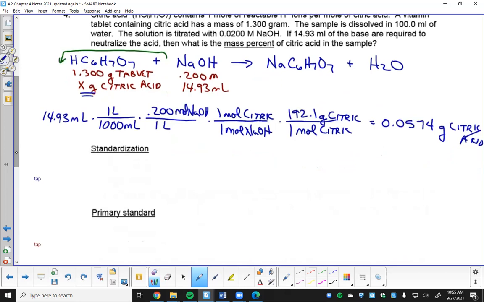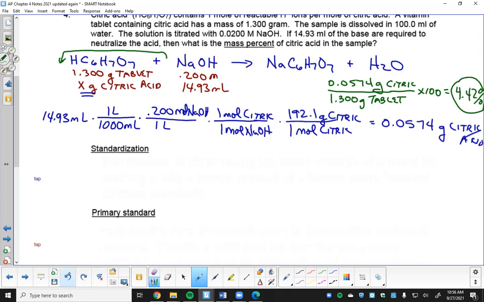I mean, that's this part, but I want to know the mass percent. So up to the side here somewhere, that's how many grams of citric acid there is. And the mass of the tablet was 1.300 grams. So the part over the whole. Typical quantitative analysis, figuring out the percent purity in something or the composition of something.